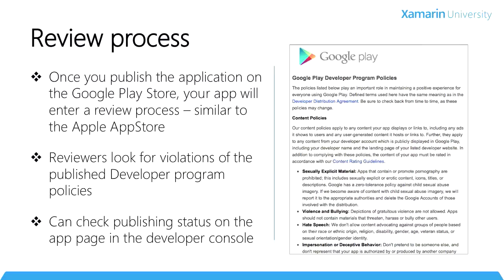Like on iOS, there is also a review process for the Google Play Store. It's just not so strict. The reviews mainly look for violations of the publisher-developer program, so you better read through these policies. At any time, you can check the publishing status directly in the developer console.